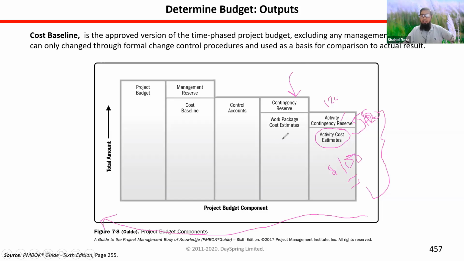Now come to the next. Here, the activity is under some work package. When we calculate all the costs for all the activities of a work package, adding all the costs for those activities, we get the work package cost. And adding all the contingency reserves for all the activities under that work package, we get the contingency reserve for that work package.